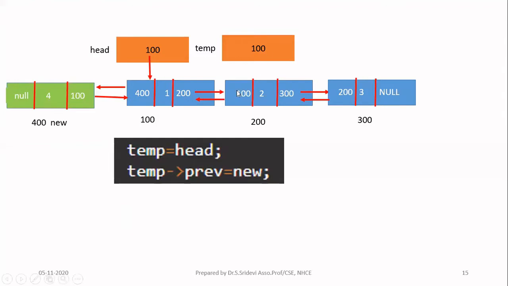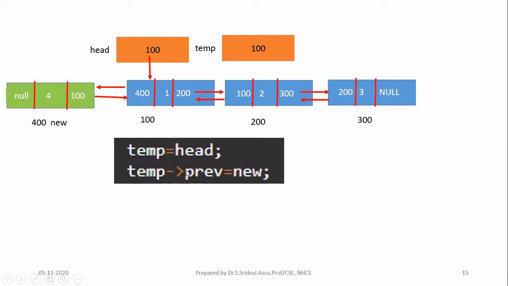Okay. So now, if you see here, first I am copying the head value in a temp. After that, here I have to store 400. That is nothing but the address of this node. Where it is available in the variable new. So I have to store it here. So I am copying new in a certain place.